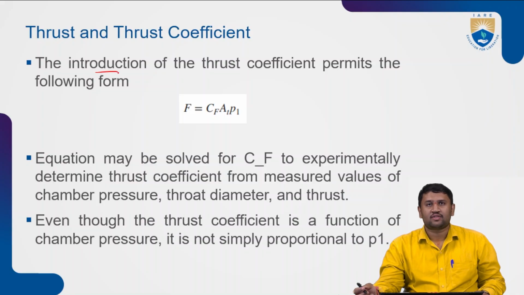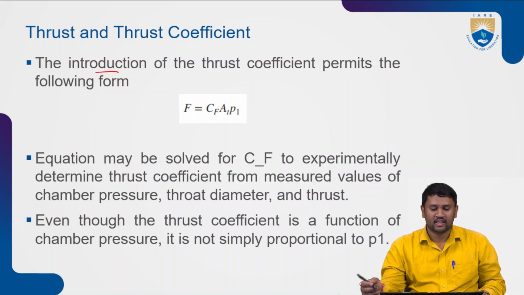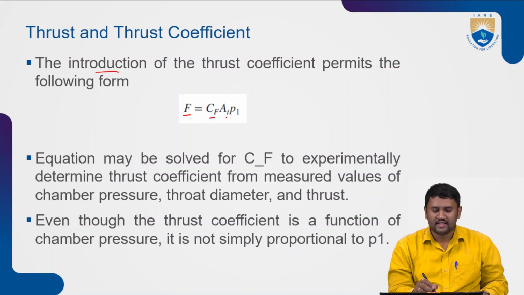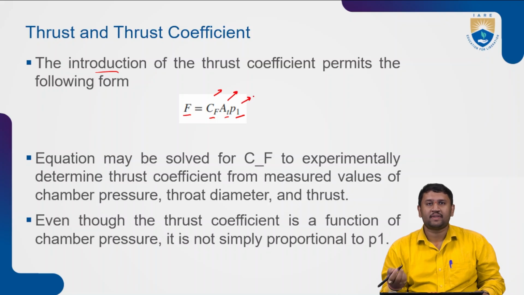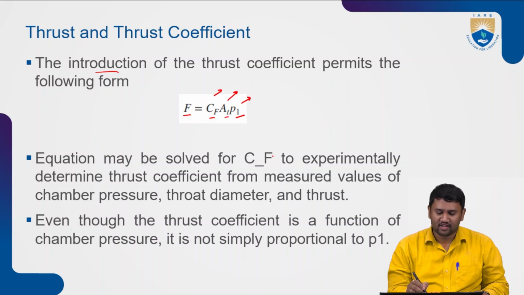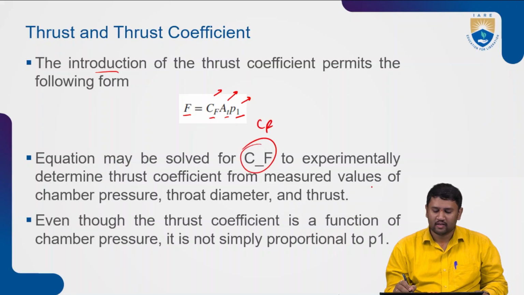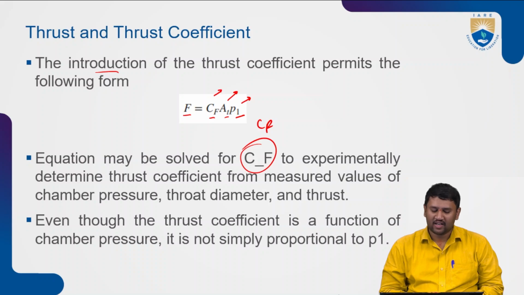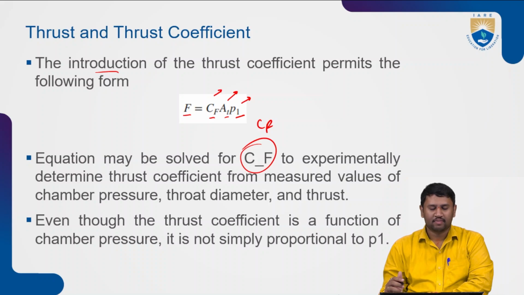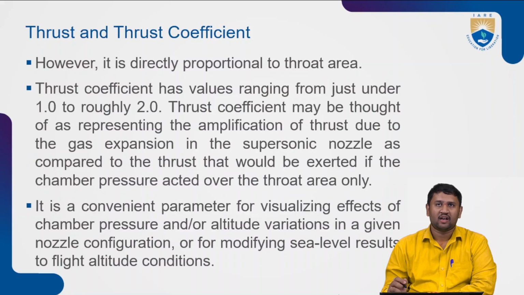The introduction of the thrust coefficient permits the following form, that is F equals CF AT P1, where CF is my thrust coefficient, AT is the area of the throat, and P1 is my chamber pressure. Now, the equation for CF can be used to experimentally determine the thrust coefficient from the measured values of chamber pressure, throat diameter as well as the thrust. Even though the thrust coefficient is a function of the chamber pressure, it is not simply proportional to P1. However, it is directly proportional to the throat area.